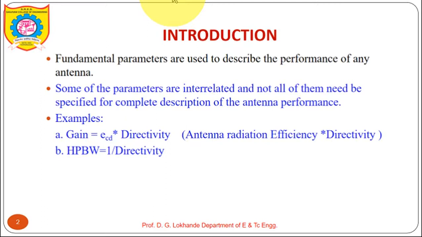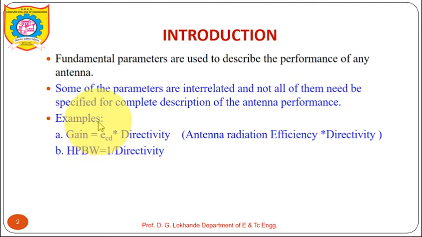There are some other properties of antenna we need to learn and understand, and this is useful to select the specific antenna for the specific kind of application. So now fundamental parameters are used to describe the performance of any antenna. Some of the parameters are interrelated and not all of them need to be specified for a complete description of the antenna performance. An example of that is gain, which is equal to the antenna radiation efficiency times the directivity.